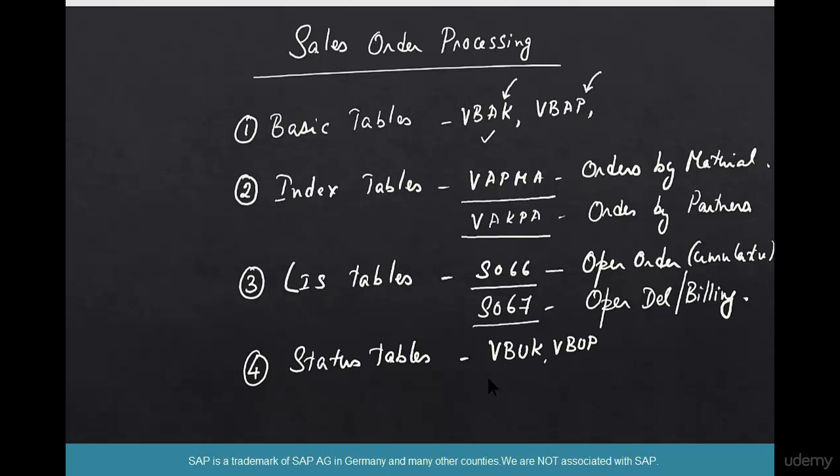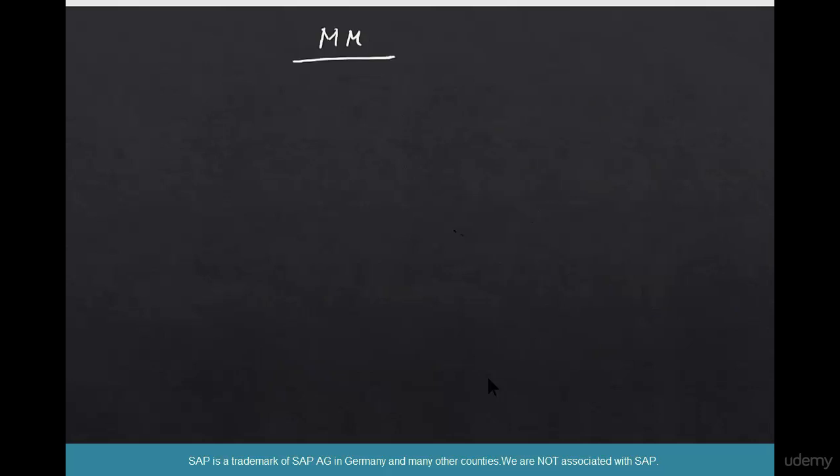Now let's go to MM. Now in MM, if you take the material document, there is a material document header, MKPF, right? And then MSEG.